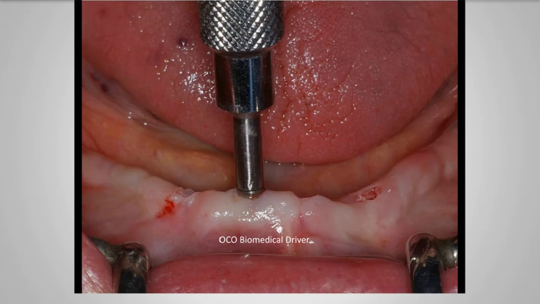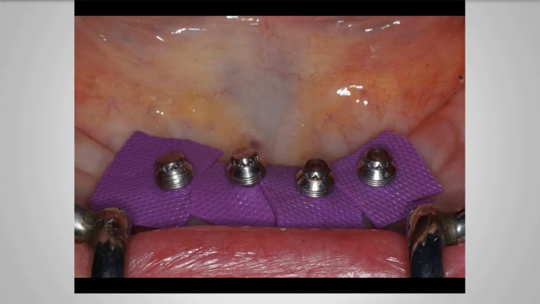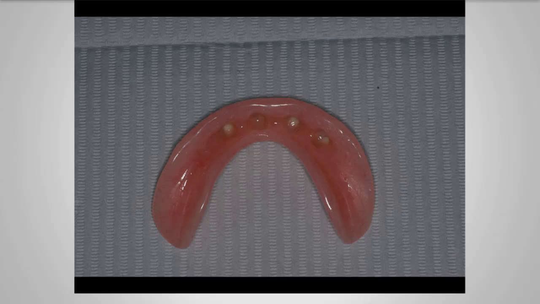Now we have our eye minis ready for insertion. Utilizing the driver in the OCO Biomedical kit, we started from the most mesial implants and moved our way to the distal. Here we have rubber dam blocking out any undercuts when we're ready to do the pickup of the female components or metal housings.